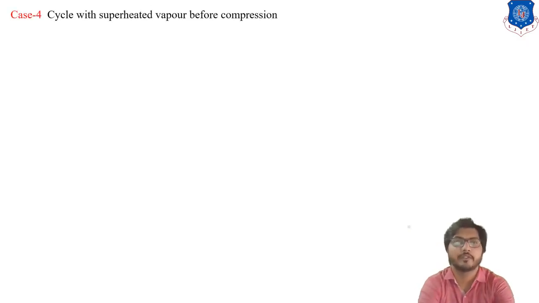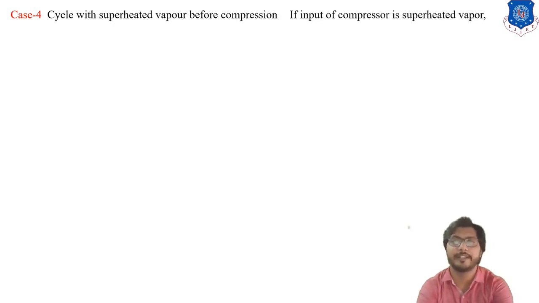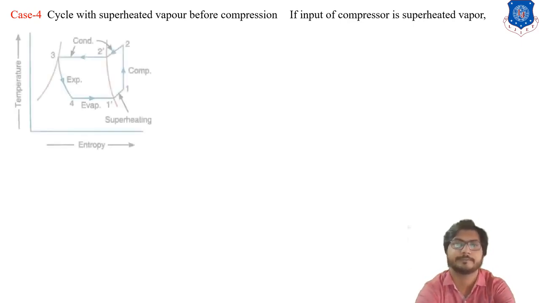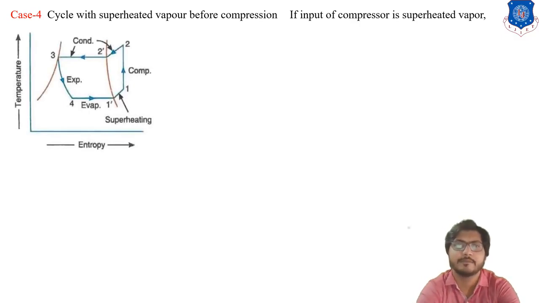Now, case number 4, cycle with superheated vapor before compression. That means point 1 lies outside the dome, outside the saturated vapor line. So if the input of the compressor is superheated, that means the dryness fraction is more than 1, or we can say, not more than 1, it lies outside the saturated vapor line. Okay, this is the case number 4 diagram.